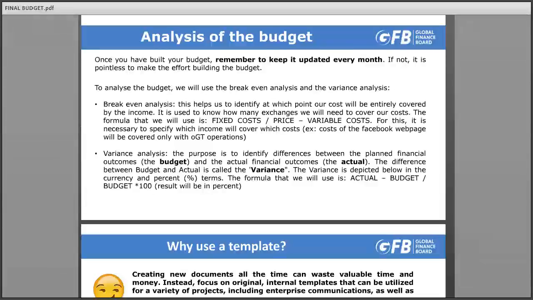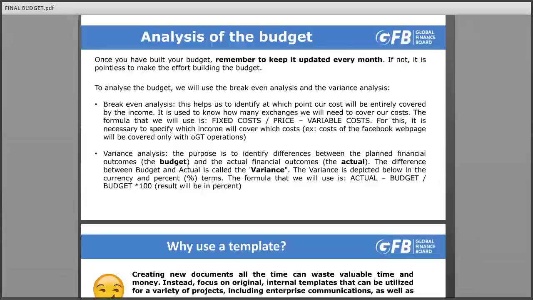For example, the cost of the Facebook webpage or all marketing costs will be covered with Outgoing Global Talent operations. So the fixed cost will be the cost of maintaining the Facebook webpage, advertisements, and so on, divided by the price, in this case the Outgoing Global Talent fee, minus the variable cost, if there are some costs that are, as the name says, variable.